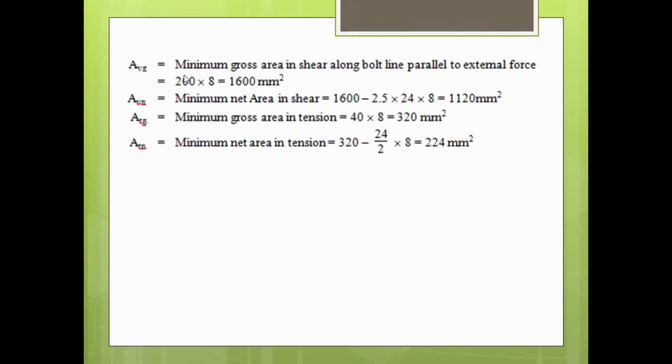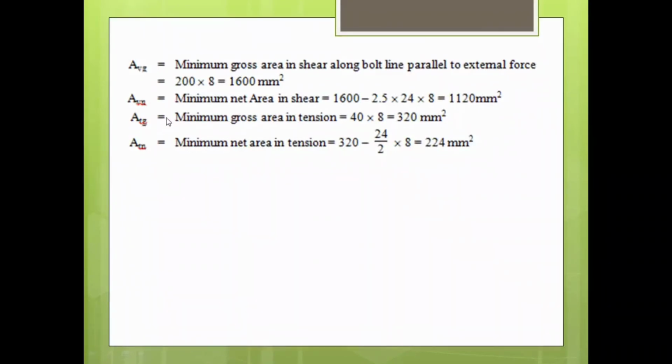Then from this gross area, you subtract the area due to opening. So the net area is 1600 minus 2.5 times, because these are the number of openings coming, into 24 into 8. 24 is the gross diameter of the bolt, 2.5 is the number of bolts coming along that line, and 8 is the thickness of the section. So the value is 1120 mm square.